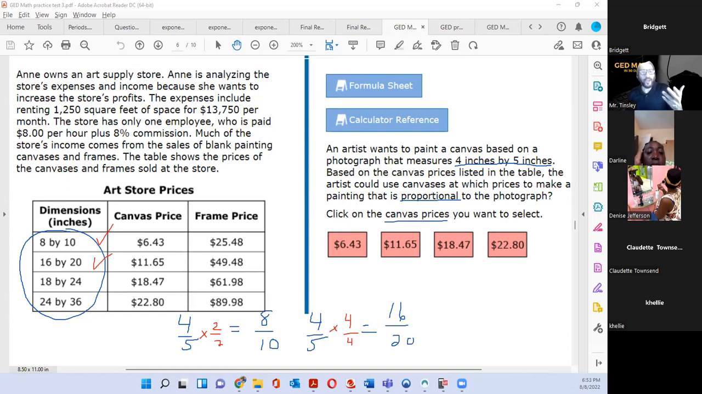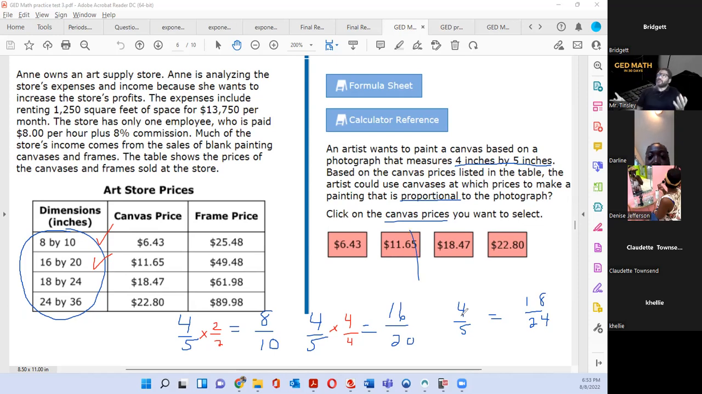Again, this is an involved problem. You have to check each canvas price. You can't just guess. You've got to go to each one. 4 by 5 is equal to 18 by 24. Is there a number that I can multiply 4 by to get 18? No. Actually, it is. It's 4.5, but not a whole number, and we're not going to get into that.